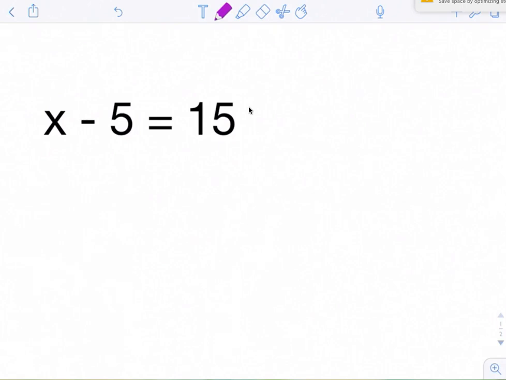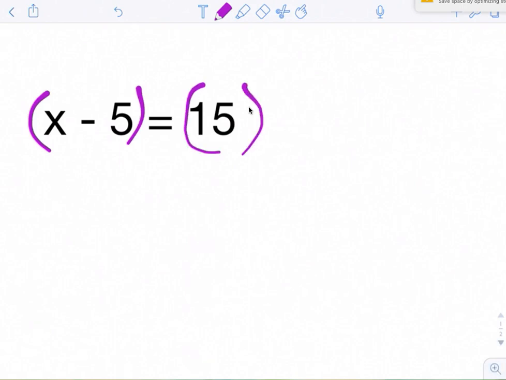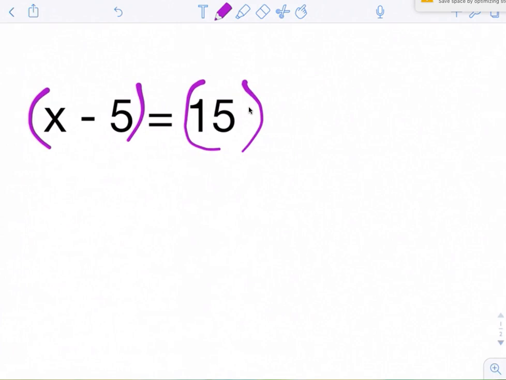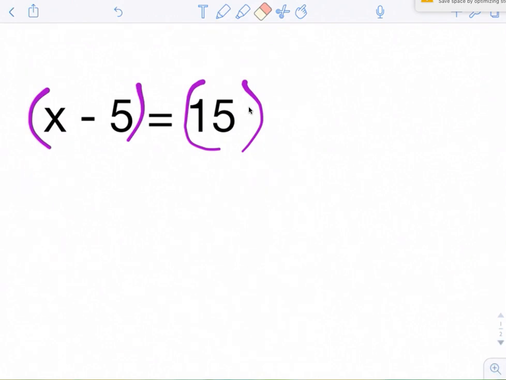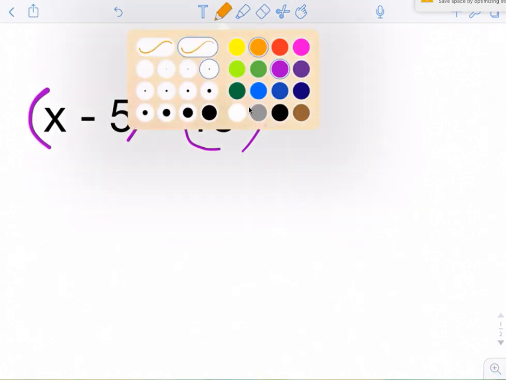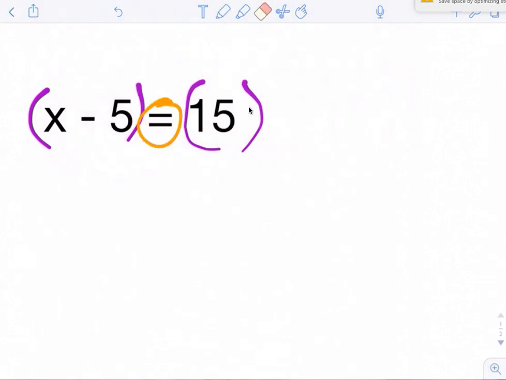So anytime we're trying to get rid of something on one side, whatever we do on this side, we have to do on this side. So if we add plus 5 onto this side, we have to add plus 5 to this side. If we were going to subtract x from this side, we'd have to subtract x from this side. Whatever we do on one side of the equal sign, we have to do it to the other side.